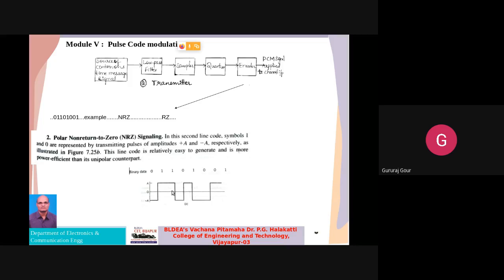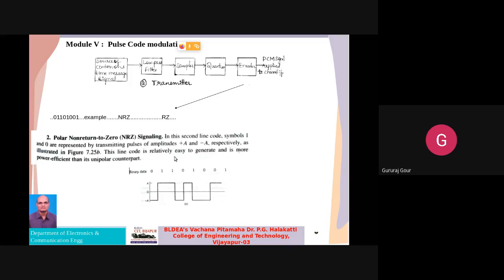So you can see here, two successive ones you got, two plus A. Then 0 you got, that is a negative, minus A. 1 again is represented by plus A. Again, two successive zeros are represented by two successive minuses, and the last digit 1 by plus A. That is a polar NRZ signal.